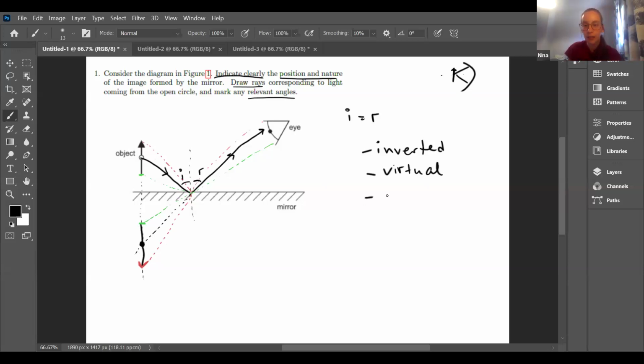And finally, it's non-magnified, so it keeps its size. So these are the 3 things you have to note whenever they ask you about the nature of an image. Position-wise, maybe you can note that this distance is equal to this distance, so this is symmetric. Draw the rays and mark any relevant angles. In this case, it would also be useful to know that this angle here is equal to the angle of reflection as well. And this covers the first problem.